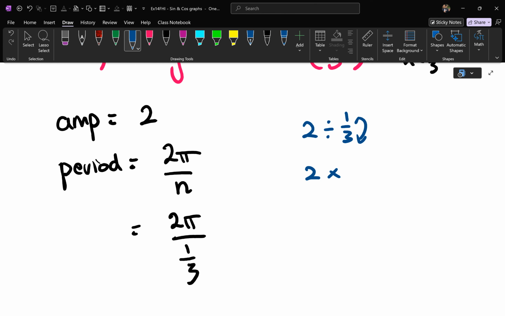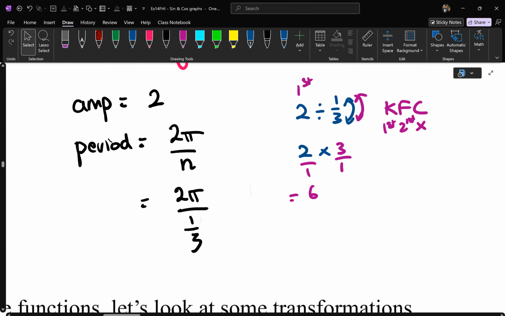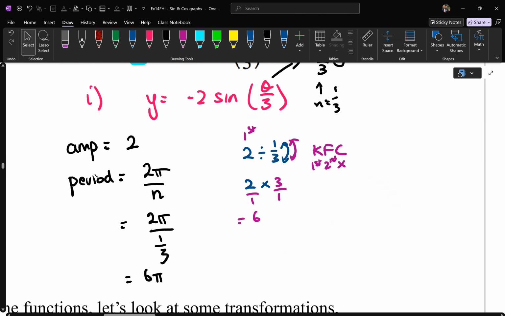2 times the reciprocal. If you like, this is what I heard from my year 8s. They learned the KFC method. Keep the first fraction. Flip the second fraction. Change the sign to a times. But that's what my year 8s do. Apparently they learned that in primary school. KFC method. So that might be useful for you. KFC, so it becomes 3/1. That's how we know it's 6. So period: 6 pi. Okay? But you never know. Maybe KFC could be useful for you there.